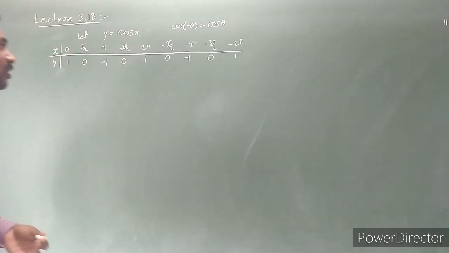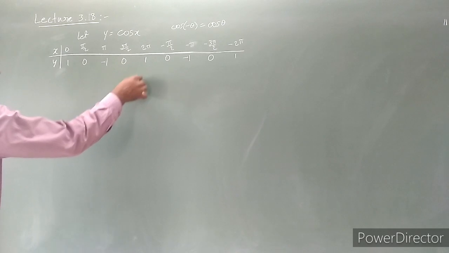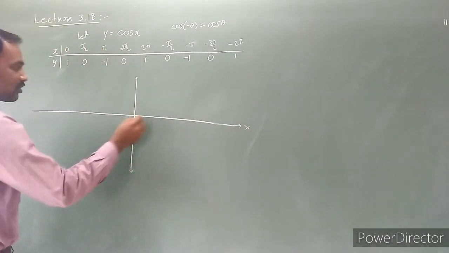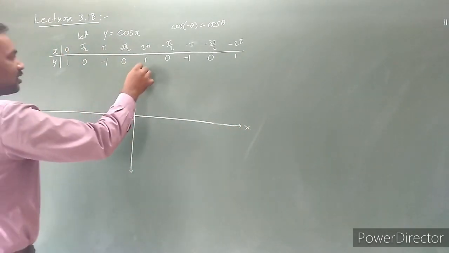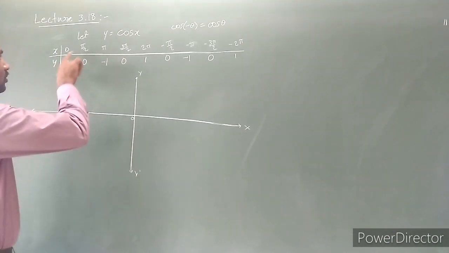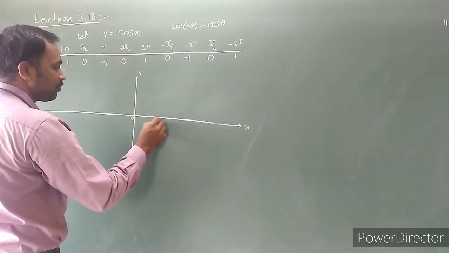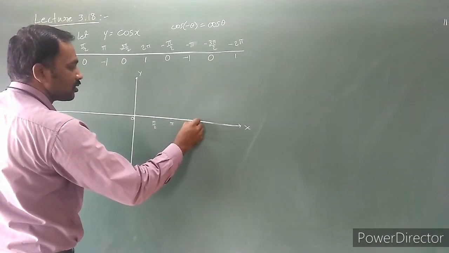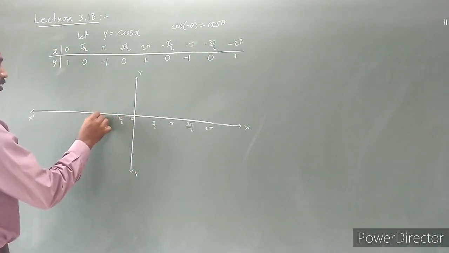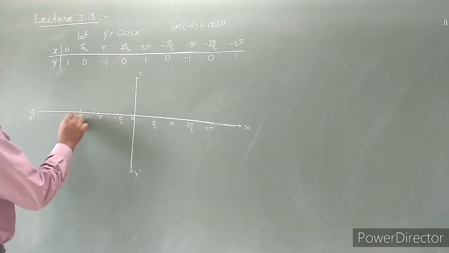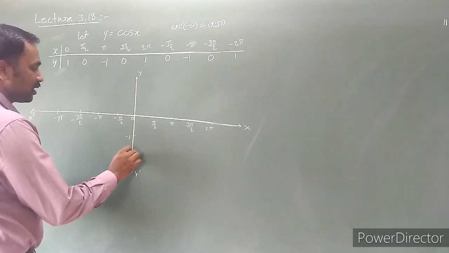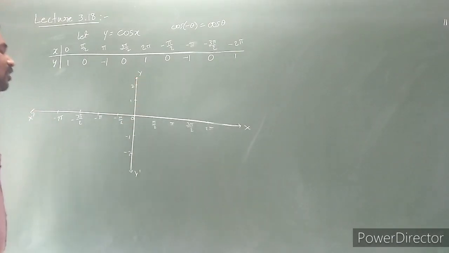Now plot the corresponding points. I consider the xy coordinate plane. This is the y axis and this is the x axis, with the positive and negative sides of each. I consider 1 centimeter equal to 90 degrees on the x axis: pi by 2, pi, 3 pi by 2 and 2 pi, and on the negative side, minus pi by 2, minus pi, minus 3 pi by 2 and minus 2 pi. On the y axis, 1 centimeter is equal to 1 unit.